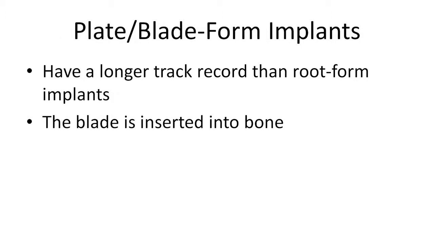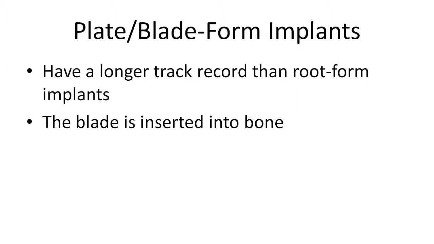So, the plate or the blade form implants, surprisingly, because they predate the root-formed implants, have the longest track record. And the blade is inserted into bone. Normally the way this was done is that a high-speed air rotor or cutting instrument, either using a disc or even a long tapered burr, was used to cut a channel through the bone, and then the blade or plate was pushed into the channel and tapped into position using a mallet to push it between the bone and the cortical plates.